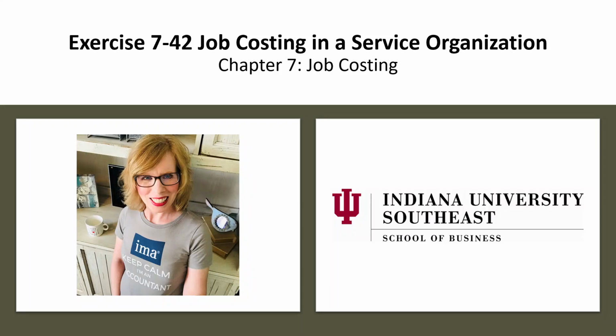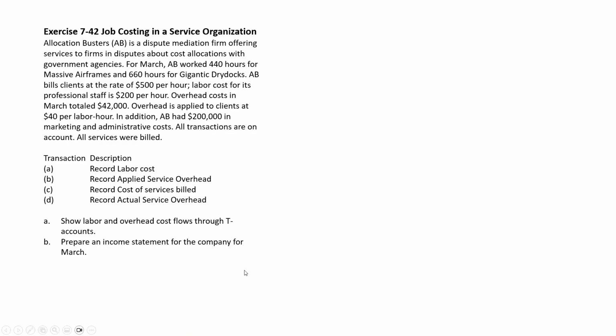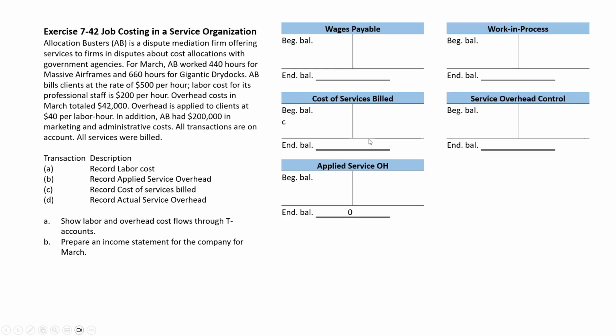We're going to demonstrate job costing in a service organization using exercise 742 as an example. In a service company, the cost flow that we're going to record through the T accounts is going to be very similar to a manufacturer, but there's going to be some nuances, and I'll show the accounts they're asking us to show the flow through. One nuance is you only see one inventory account, and that's work in process.